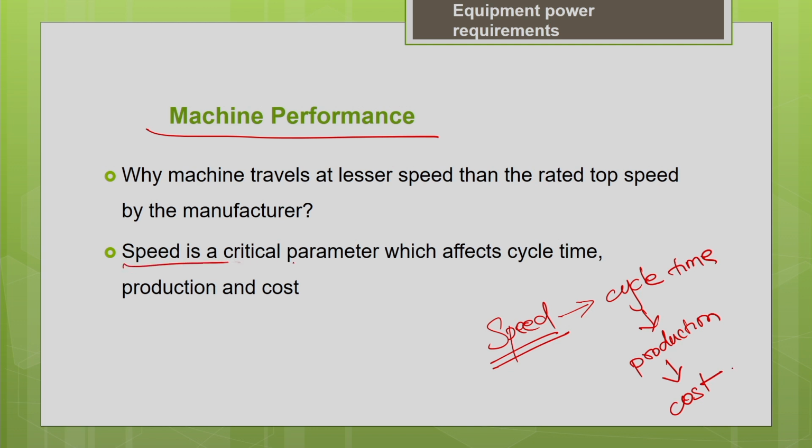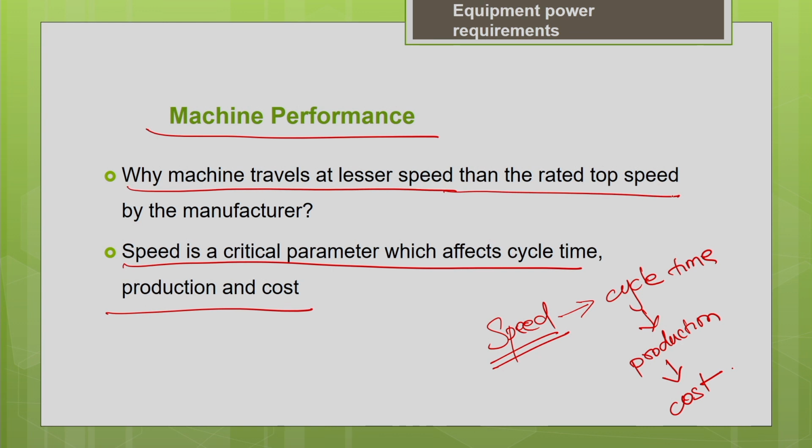So speed is a critical parameter which affects the cycle time, production and the cost. That is why we are very much interested in the speed of the construction equipment. So there is one common question always: why the machine travels at a lesser speed than the rated top speed by the manufacturer? Most of the times we see that the manufacturer speed rating will be different, but what we realize in your project site will be lesser than the manufacturer rated maximum speed.